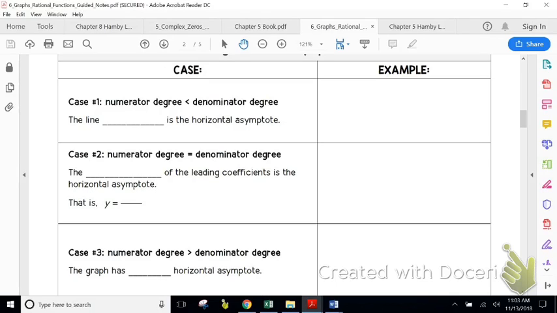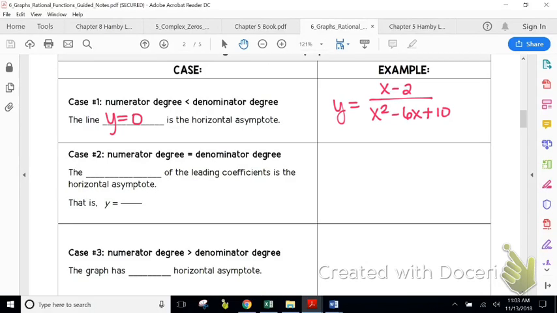All right, so with horizontal asymptotes, guys, there's 3 different things it can be. And so they have 3 different cases here. It says, if the numerator degree is less than the denominator degree, then the line y equals 0 is a horizontal asymptote. An example of that would be if I had y equals x minus 2 over x squared minus 6x plus 10.